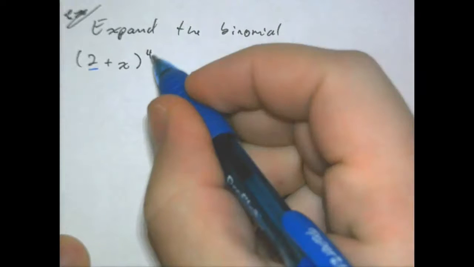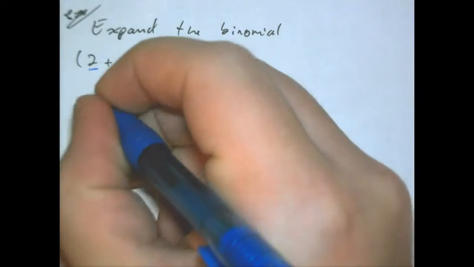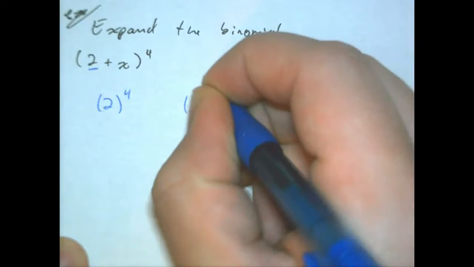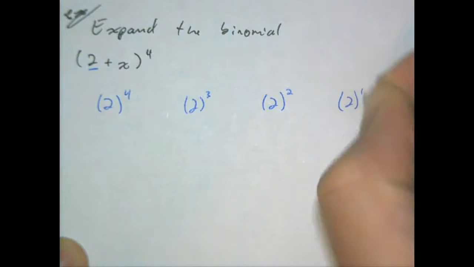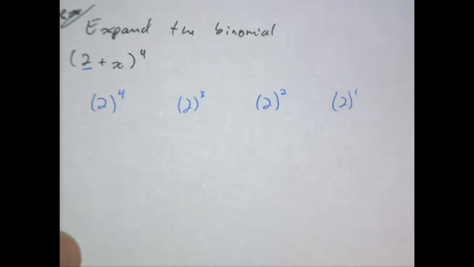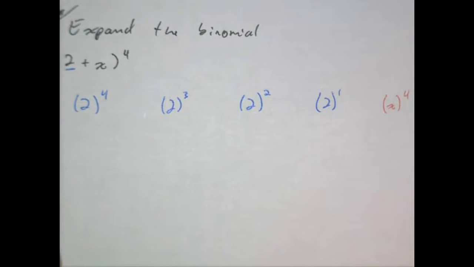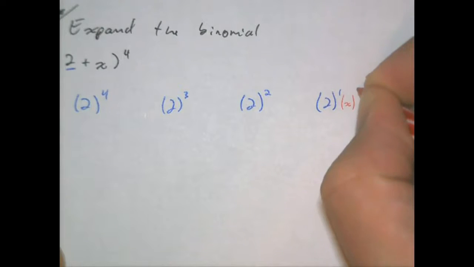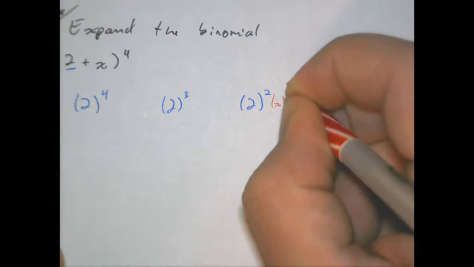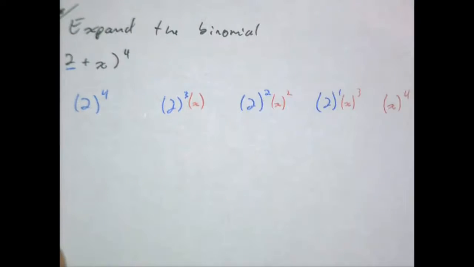I know it's going to go from the 4th power down, so I will say 2 to the 4th, 2 to the 3rd, 2 squared, 2 to the 1, and no 2 in my last term. And I'll do the same thing but opposite with the x's. So I will have x to the 4th. Can you see that? No, you can't. Now you can. Okay, x to the 4th, and then I would have x to the 3rd, x squared, x to the 1st, and no x's in my first term.